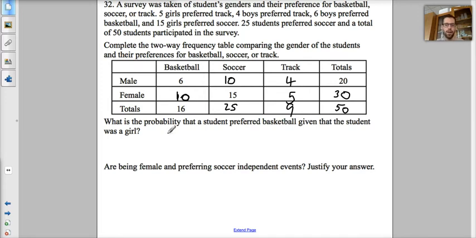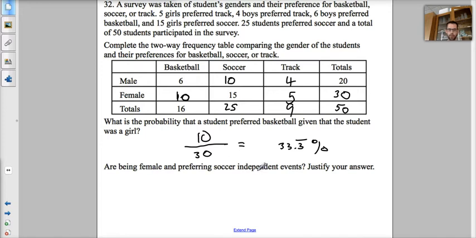Okay. What is the probability that a student preferred basketball given that they were a girl? So there are in total 30 women, 30 girls. And of those 30 girls, 10 of them prefer basketball. So that would be a 33.3 repeating percent probability, 10 out of 30.